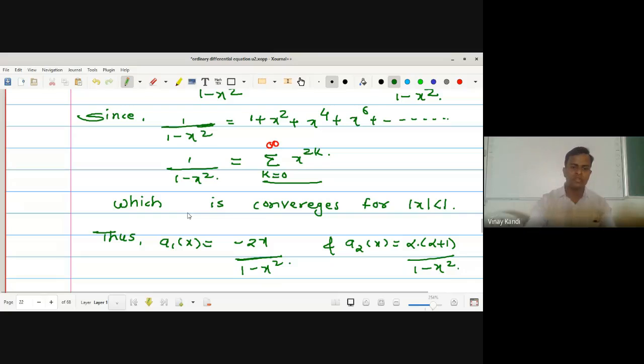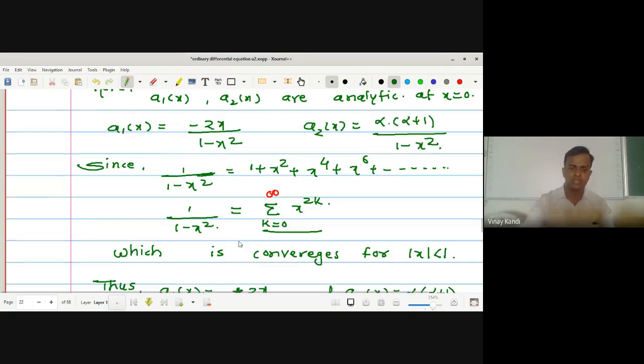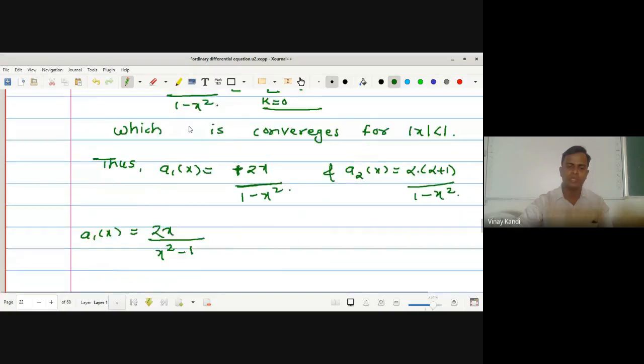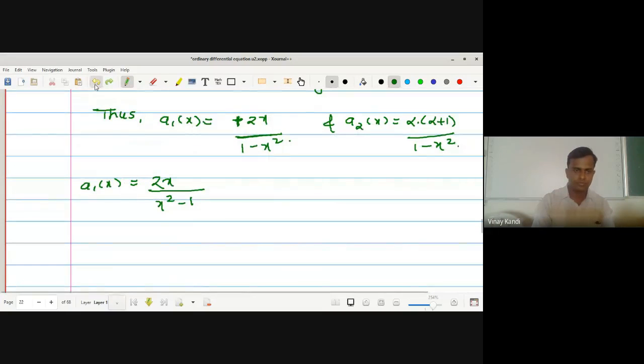Okay, take a1 of x plus 1 plus 2x. Okay, after taking plus 2x, I will tell you: a1 of x is equal to 2x upon 1 minus x square. So this a1 of x we can write in terms of a power series.